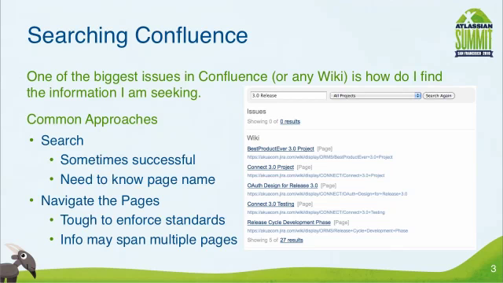The other one is actually just navigating through the pages. You might say, if I want everything to do with the 3.0 release, I have to go into this page, drill down to this page, drill down to this page, and actually find it. So that's really difficult because it's really tough to enforce standards. You have to make sure that everyone structures all of their pages in Confluence in the same exact way. In addition to that, you might be searching for information that might span across multiple pages.